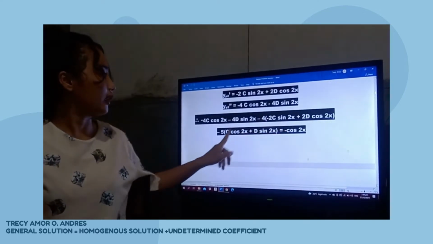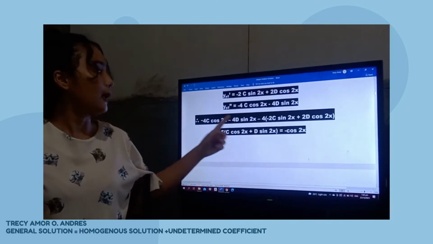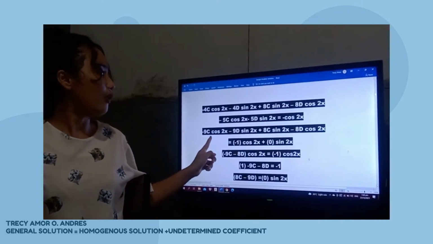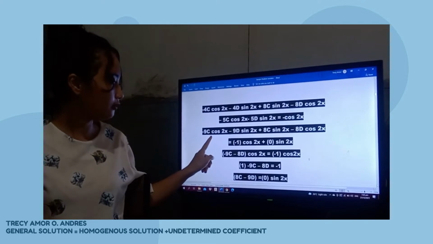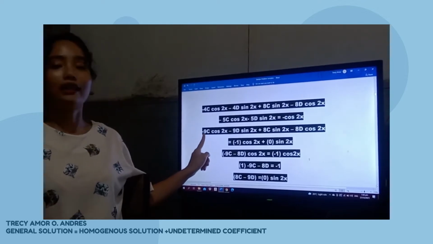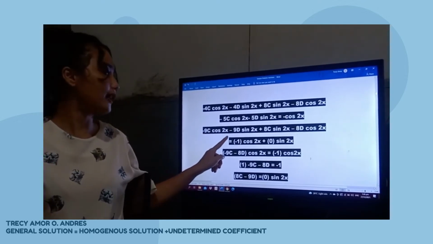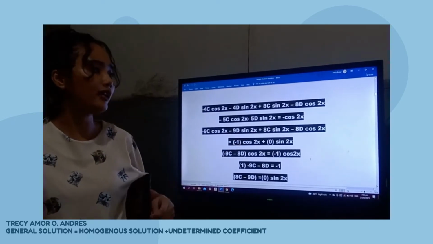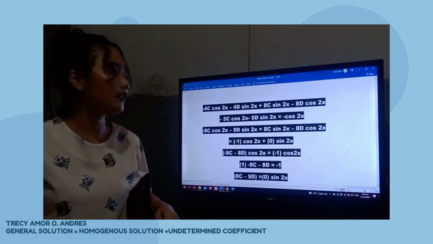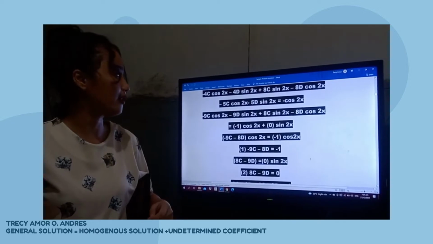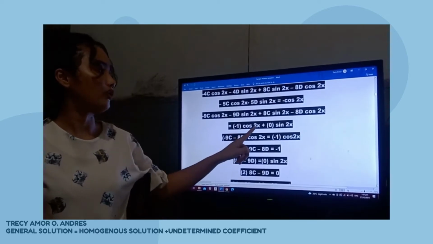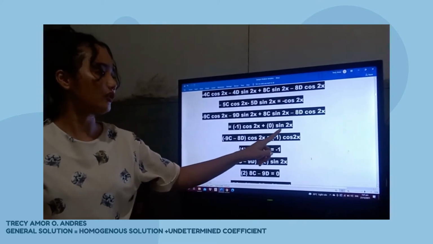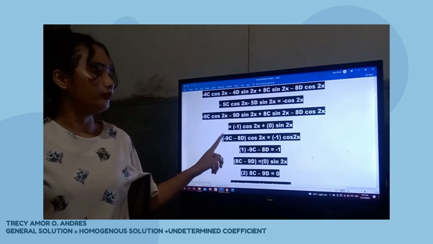Distributing this 4 and then, as well as this 5, and then combining like terms, we now have negative 9c cos 2x minus 9d sine 2x plus 8c sine 2x minus 8d cos 2x is equal to negative 1 cos 2x plus 0 sine 2x.